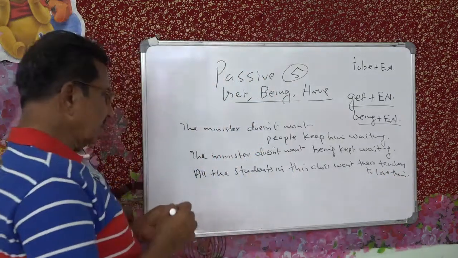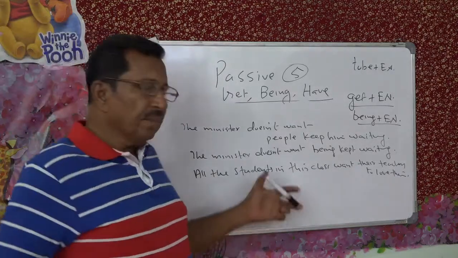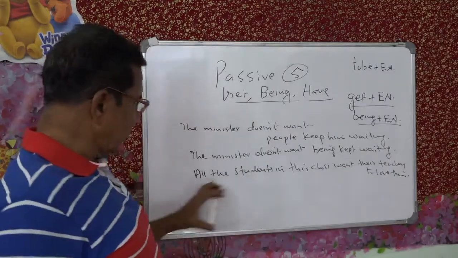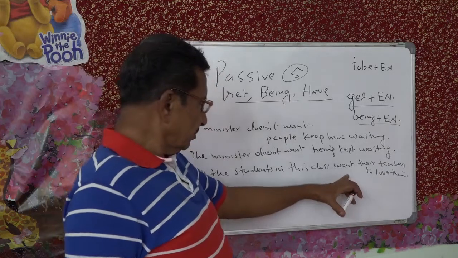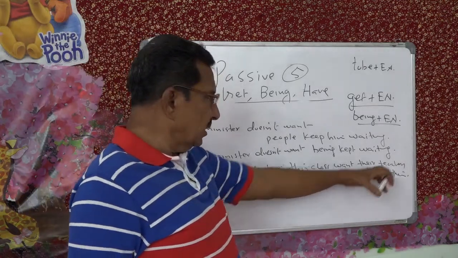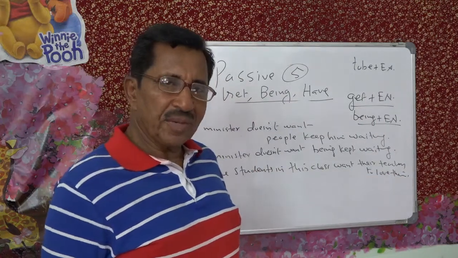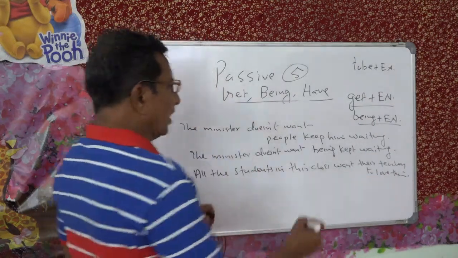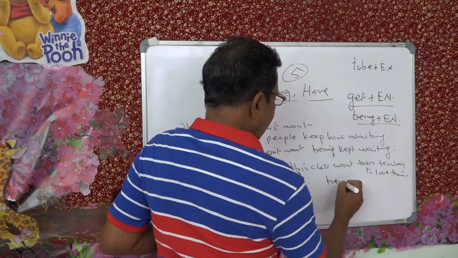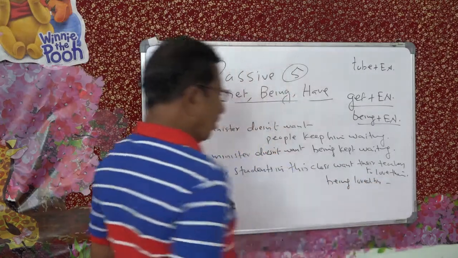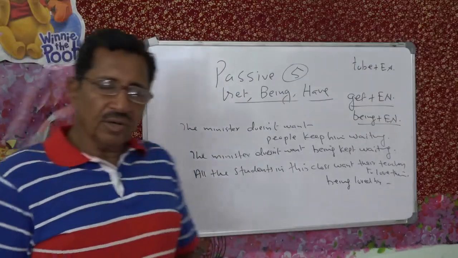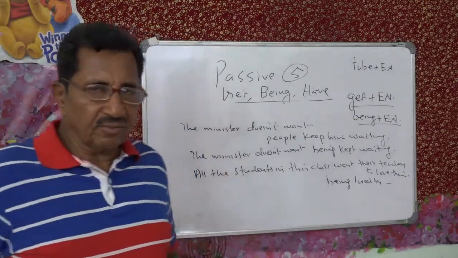So this long sentence can be shortened by being passive. All the students in this class want being loved by their teachers. Being loved by their teachers. So that is the passive. Being loved by their teacher. There's no need of writing "by" because that's understood.